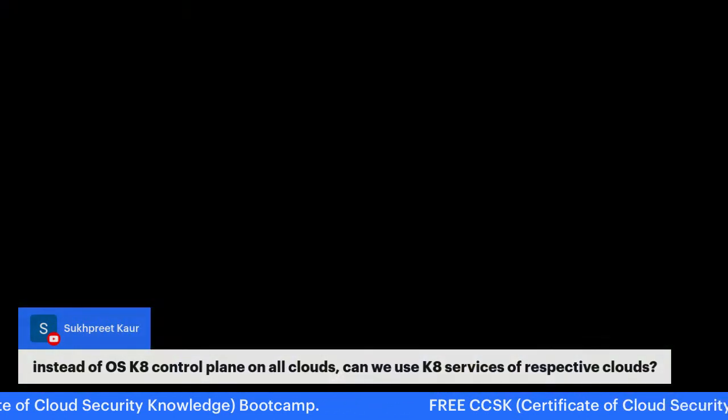So instead of an OS-K8 control plane on all clouds, can we use K8 services on respective clouds? What we have to understand is that when it comes to Kubernetes, we're going to have a control plane and a data plane. Realistically speaking, you're going to have two architectural options, because I'm not sure which one of these options you're actually referring to. So bear with me.